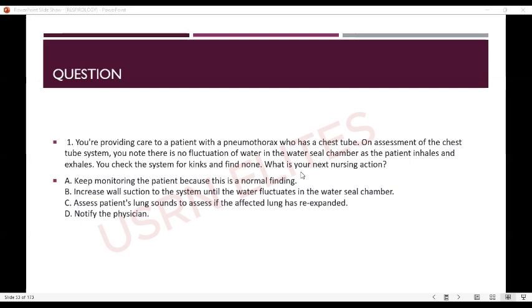So you are providing care to a patient with pneumothorax who has a chest tube. On assessment of the chest tube system, you note that there are no fluctuations in the water seal chamber as the patient inhales and exhales. You check the system for kinks and find none. What is the next action?